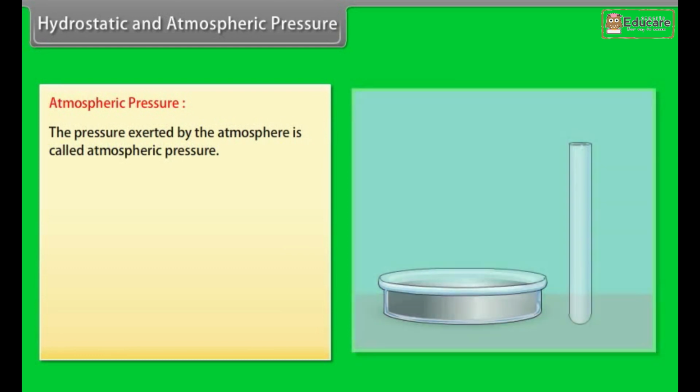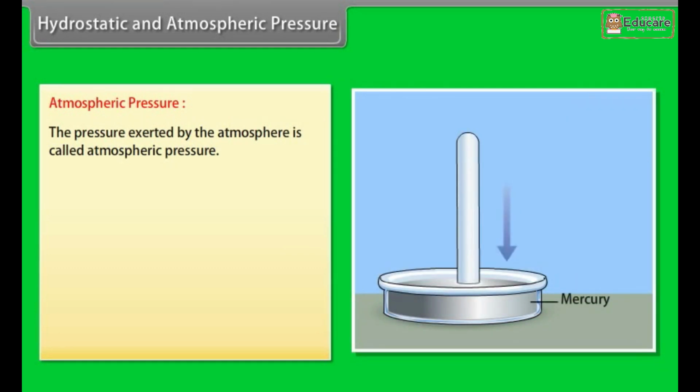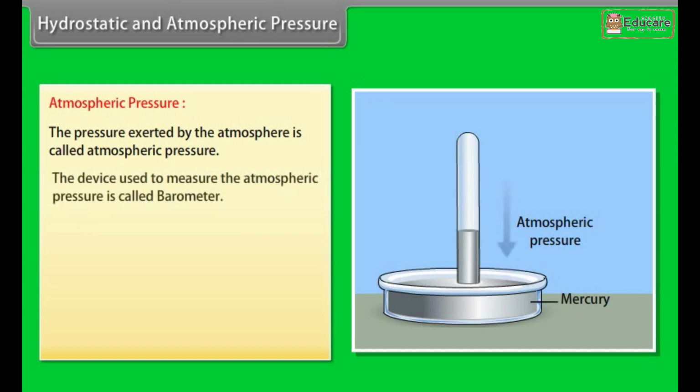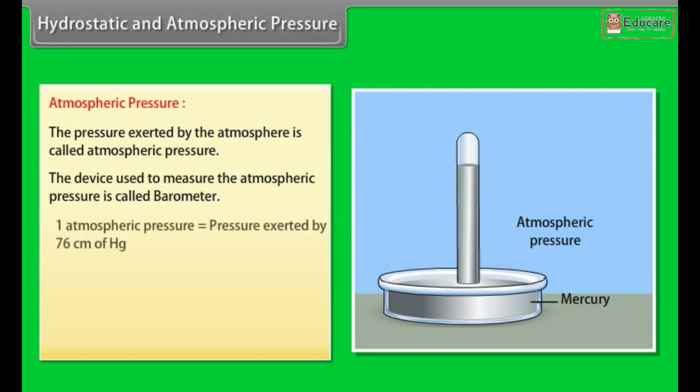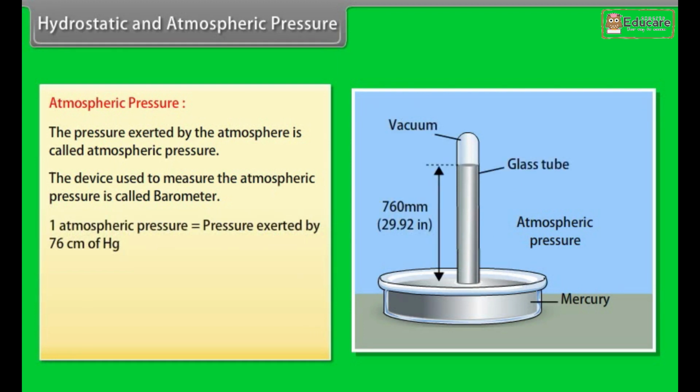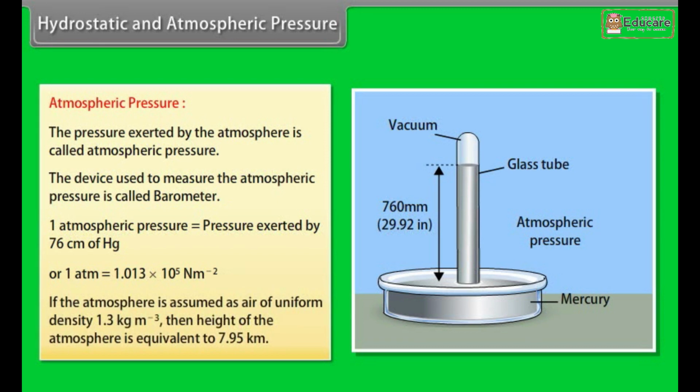Atmospheric pressure. The pressure exerted by the atmosphere is called atmospheric pressure. The device used to measure atmospheric pressure is called a barometer. One atmospheric pressure is equal to the pressure exerted by 76 centimeter of mercury, or 1 atm is equal to 1.013 into 10 raised to the power 5 newton per square meter. If the atmosphere is assumed as air of uniform density 1.3 kilogram per cubic meter, then the height of the atmosphere is equivalent to 7.95 kilometer.